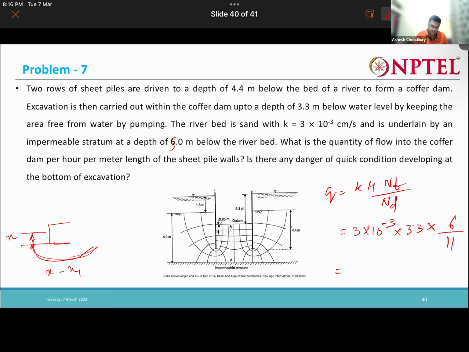So you just calculate it. Mind the units, please. This one is in cm per second. Okay, so you can convert this into meter by multiplying by 10 to the power -2. So it will be 5.4 into 10 to the power -5 meter cube per second per meter length. Okay, per meter length of the sheet pile.